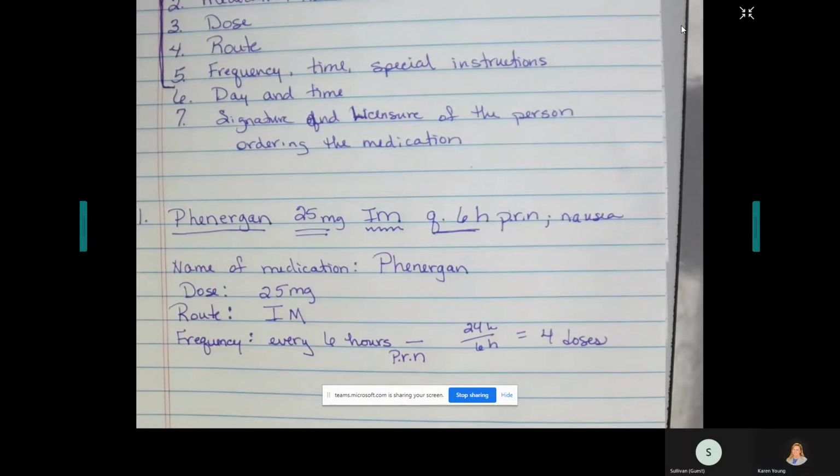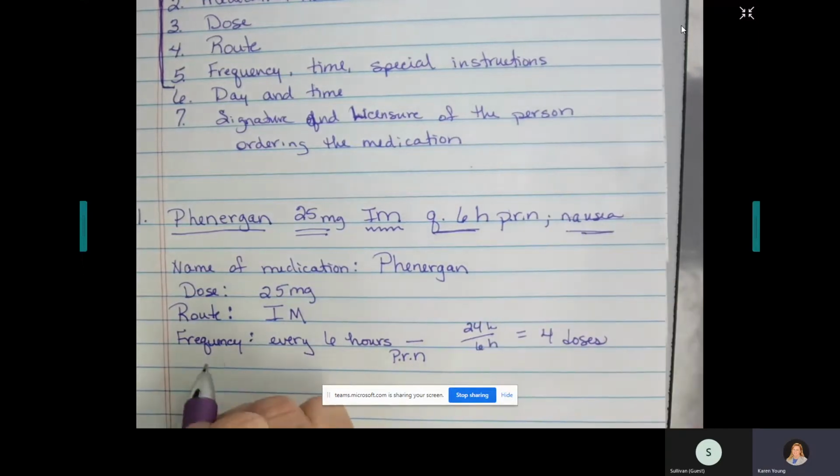That's what that means. If I need it at 8, I need it again in 6 hours, which would have been 2. If I needed it at 2, I could take it. If I didn't need it at 2, I didn't have to take it. So you take it as needed. And then this for nausea, that's our special instructions.